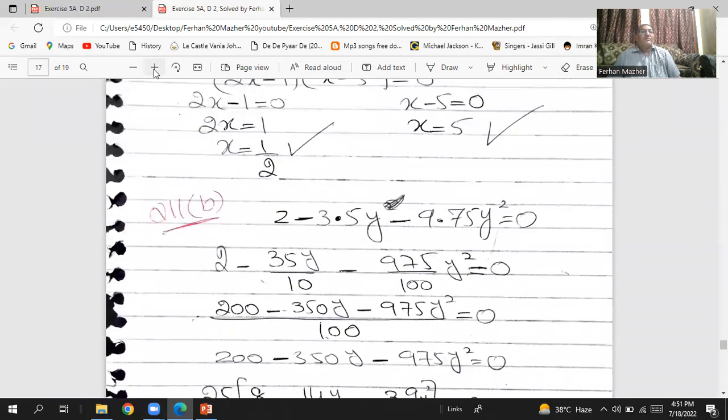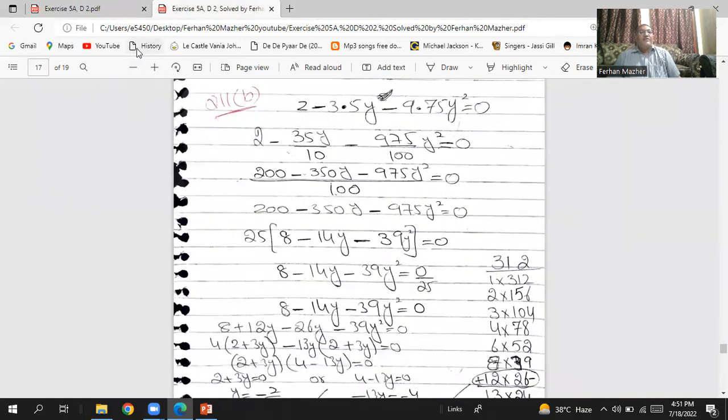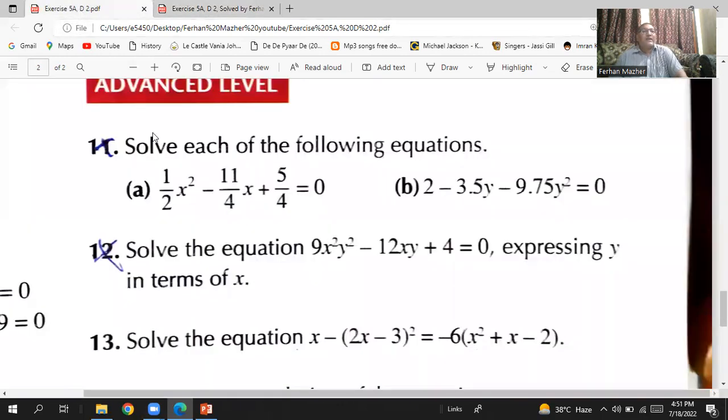So this is question number 12, sorry, question number 11. It's B part. Let me reduce the size so you can see the whole question. Now question number 11 is B part. The whole question is showing up on your screen. You can pause the video and take your time and do this question. So that was question number 11.